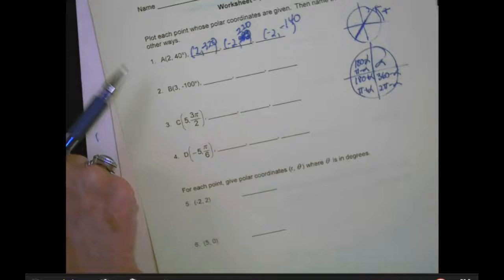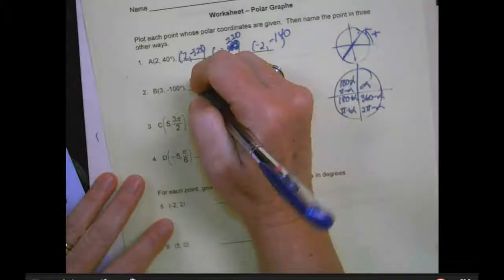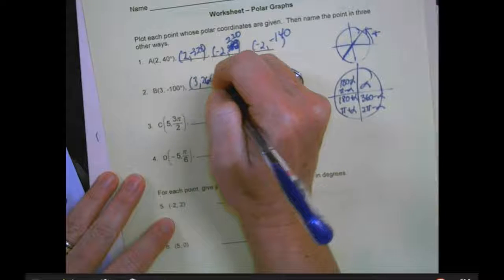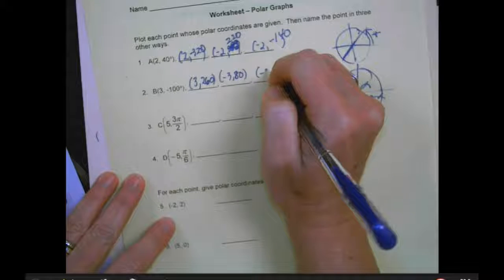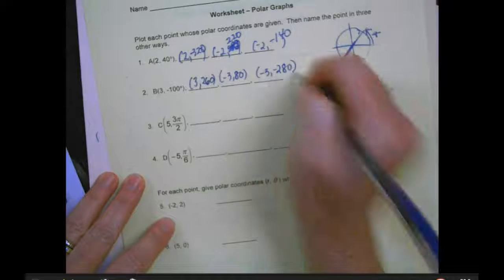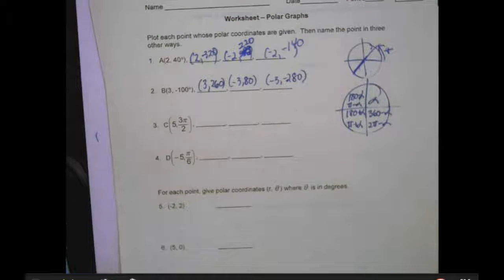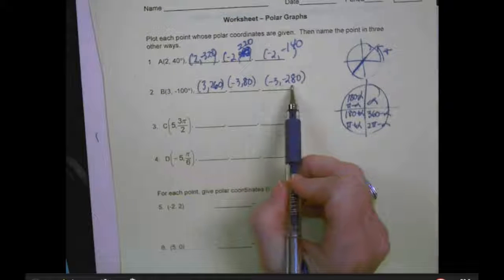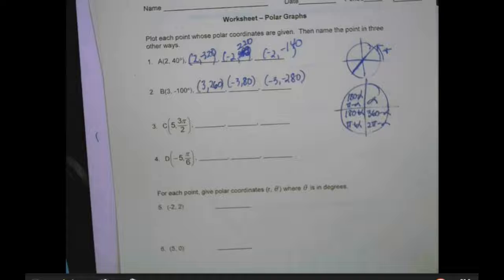Okay, so for the second one, everybody should have gotten that. If this is positive, this one has to be negative. I got positive 280 with negative 80. That's what I'm saying. I didn't say it. No, I got that. I got that.